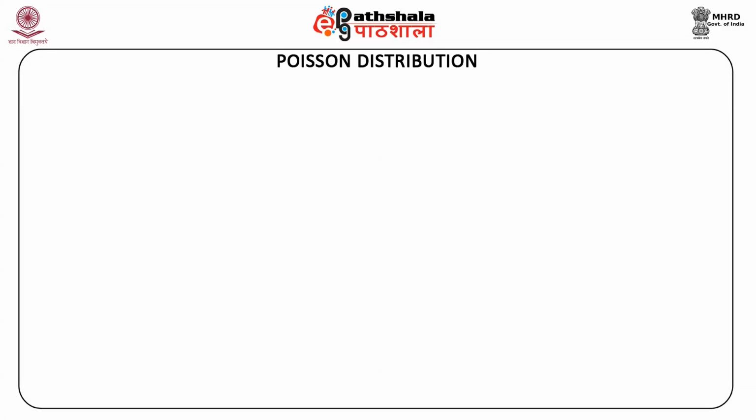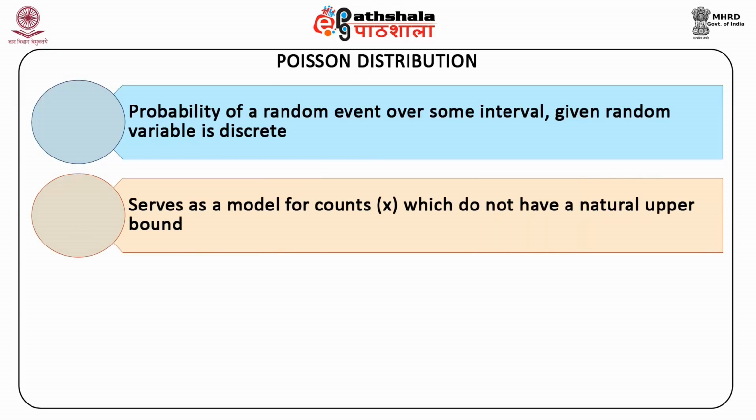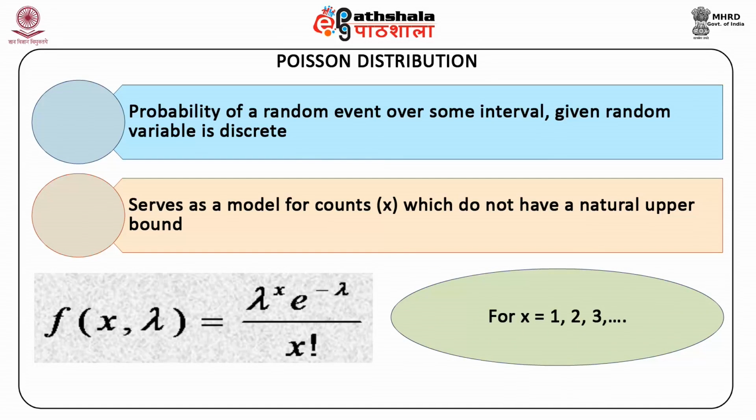Further, we shall discuss the Poisson distribution. The Poisson distribution measures the probability, that is the relative frequency, of a random event over some interval of time or space, given the random variable is discrete. It serves as a model for counts, that is x, which do not have a natural upper bound. The Poisson distribution with mean lambda has the probabilities given by f(x; lambda) is equal to lambda to the power x multiplied by e to the power minus lambda upon x factorial, for x varying from 0, 1, 2, 3 and so on.